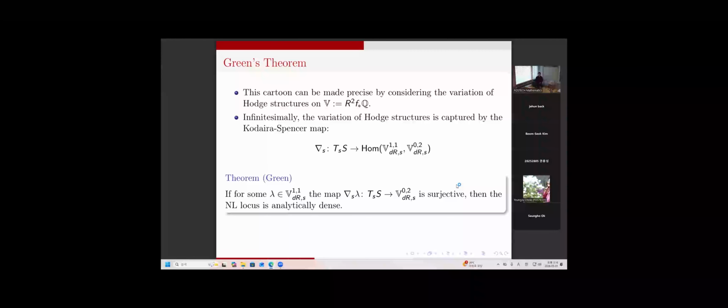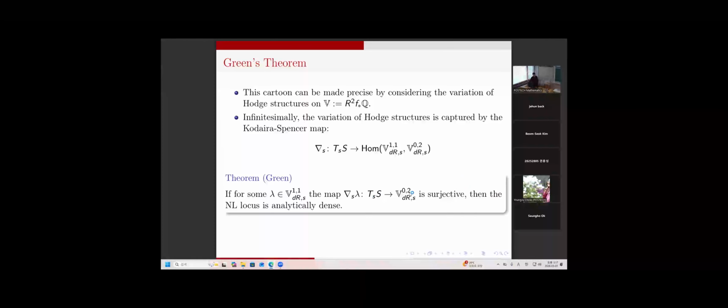And there's a theorem by Green, which says that if for some lambda in V^{1,1}, the resulting map from the tangent space to H^{0,2} is surjective, then the Noether-Lefschetz locus is analytically dense.